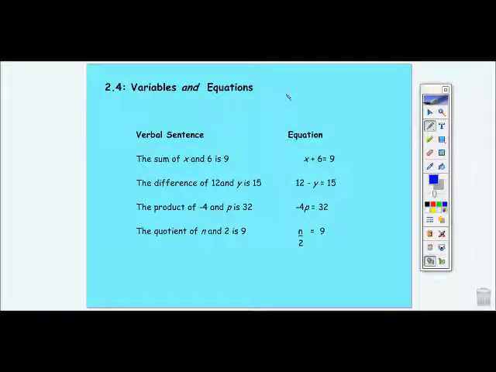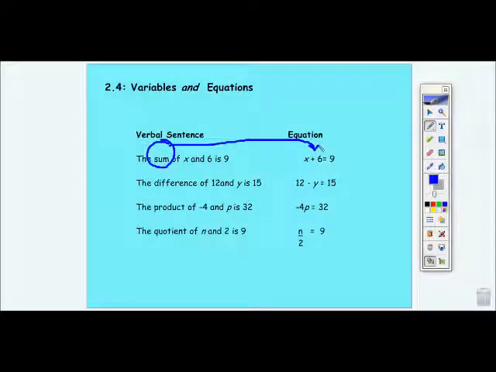Lesson 4 actually switches gears just slightly, because now you are going to be writing the variables and the equations. So in this first example, they're going to give you a verbal sentence. They're actually going to do it in written words, and you have to figure out how to write that as an equation, or I guess we're working all with equations here. So the verbal sentence is the sum of x and 6 is 9. We're going to make sure we look for the operational word, which is sum, and sum means addition.